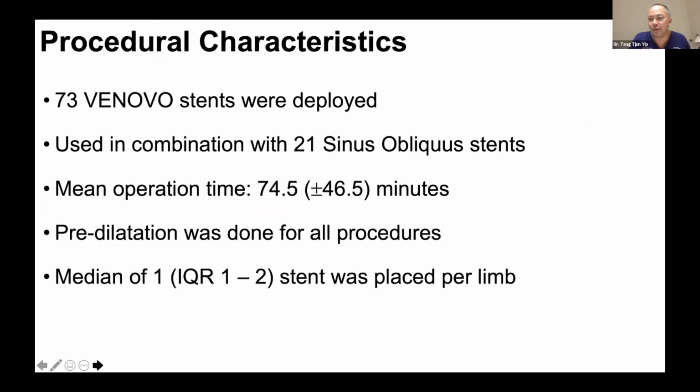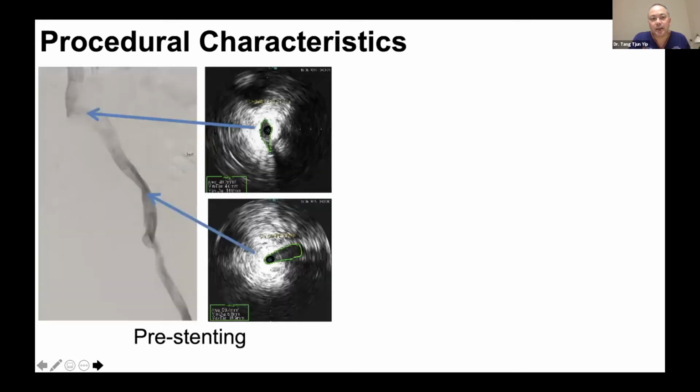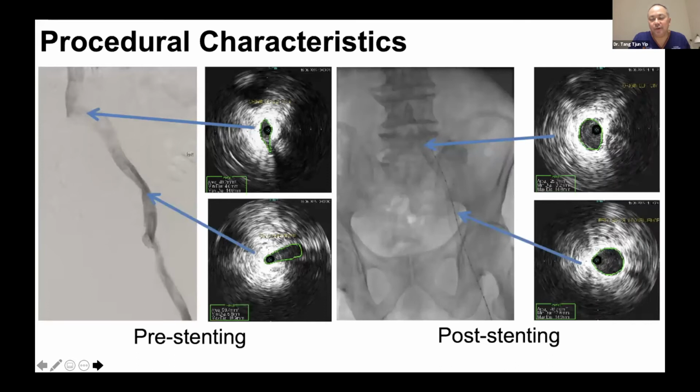I'm not sure whether you have it over in Australia, but I tend to use this for the iliocaval lesions or the May-Thurner lesions. Mean operative time is around 75 minutes, and all patients were pre-dilated. All the lesions were pre-dilated before stenting, and we used a median of 1 stent per limb. As you can see, from the pre-imaging to the post-imaging, we obviously use IVUS pre. We measure everything before, and then we measure everything afterwards.